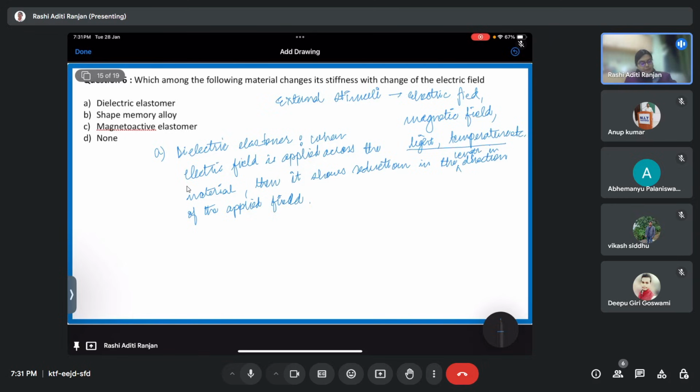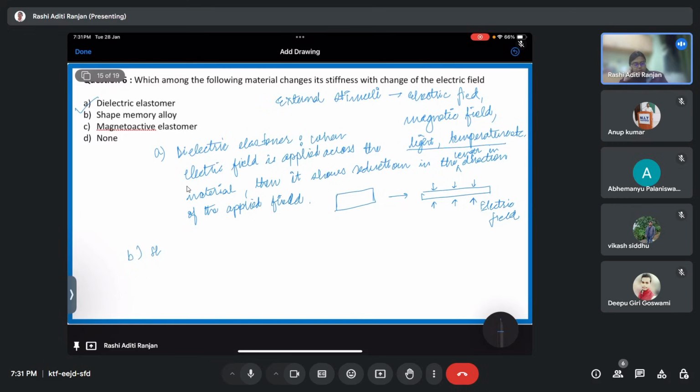Okay. So for example, if I have the material like this, and now if I apply an electric field, okay. So this is what we call a dielectric elastomer. It shows deformation on the application of an electric field. So this is your answer, but I'll talk somewhat about the other two also.